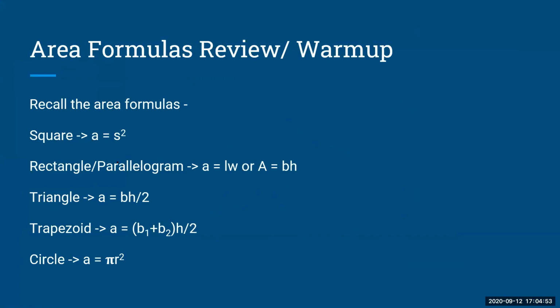For a square, recall that area equals the side squared. So your square right here, S and S. And remember, in a square all four sides are the same. That's what makes it a square. If that's not the case, then it's not a square. It's a rectangle then.